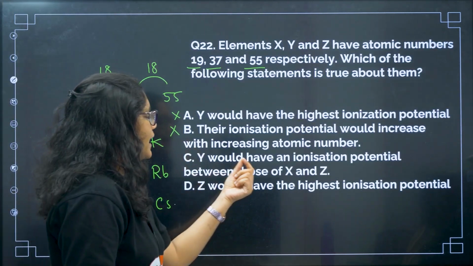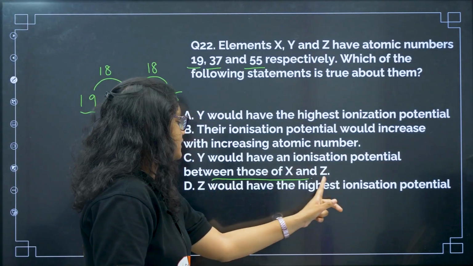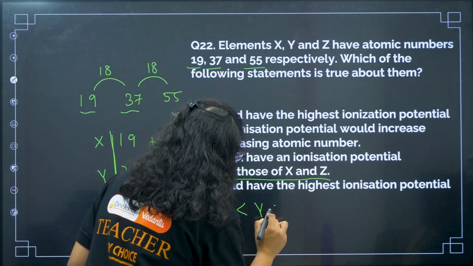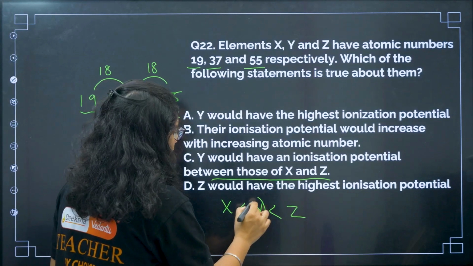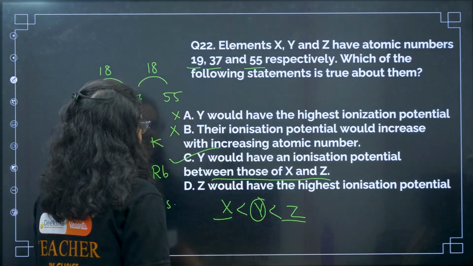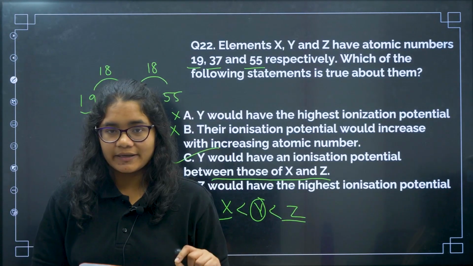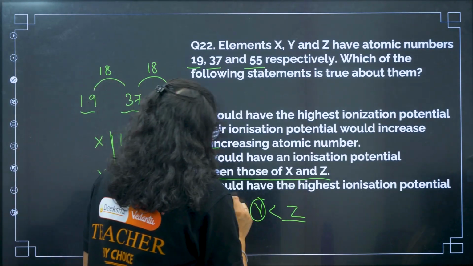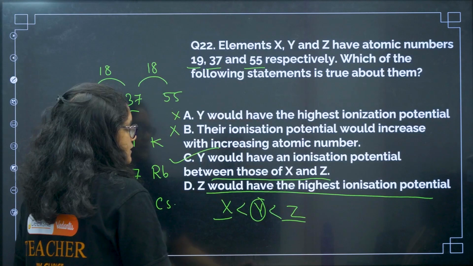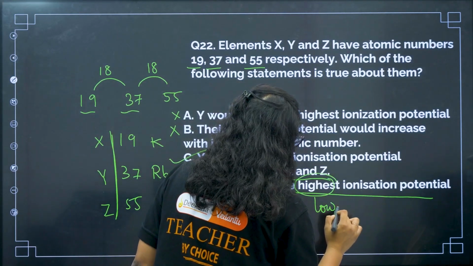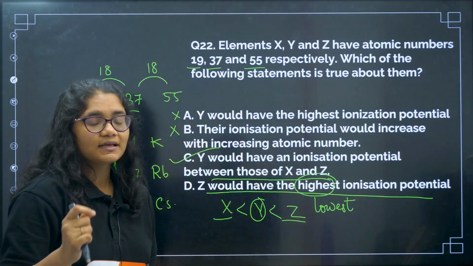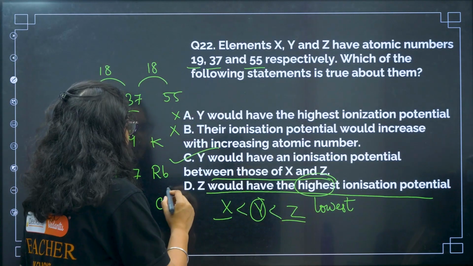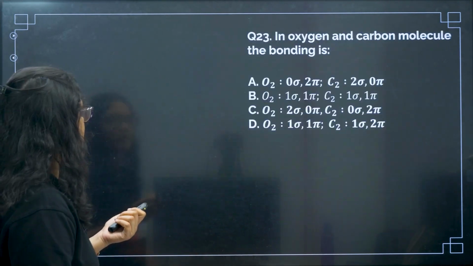Now, Y would have an ionization potential between those of X and Z. Yes, this is correct. Why? The ionization potential order will be in this way, right? So Y will come between X and Z. So this statement is correct. So your correct answer for this question is option number C. Okay, now let us see the last option. Z would have the highest ionization potential. This is wrong because Z will have the lowest ionization potential, as down the group ionization enthalpy decreases. So the correct answer for this question is option number C.